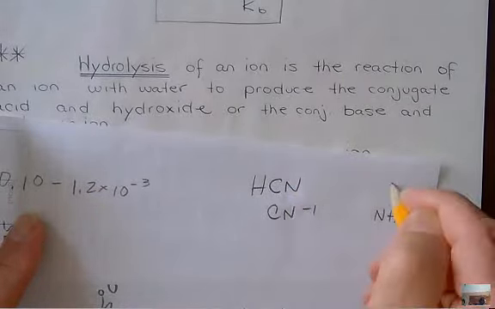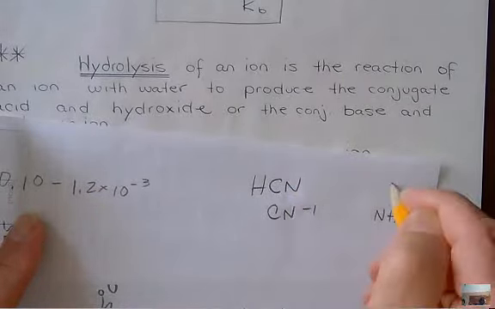If I was going to write the Kb for this, I would just put concentration of this times the concentration of this divided by the concentration of this. If I was writing the Ka for this, it would be this guy times this guy divided by that guy. In both cases, I leave the water out.